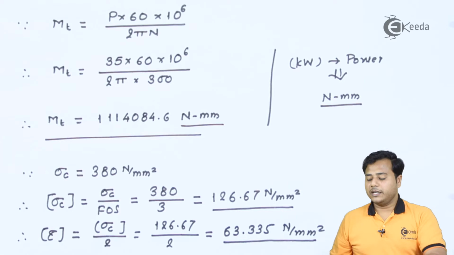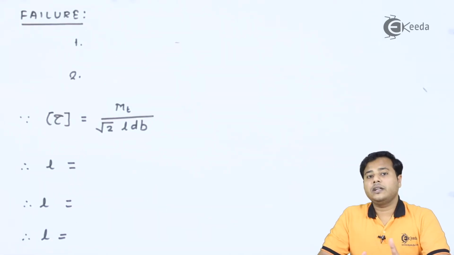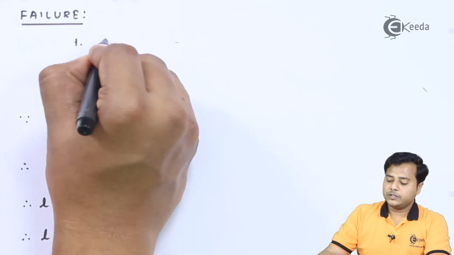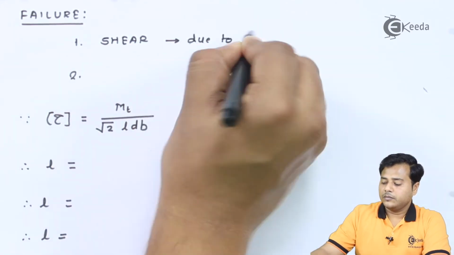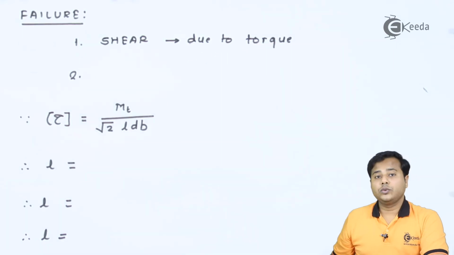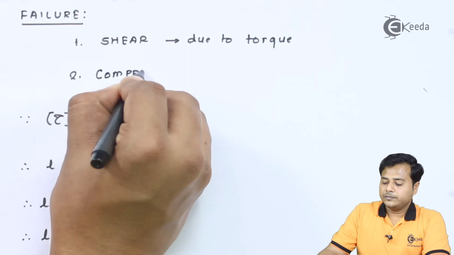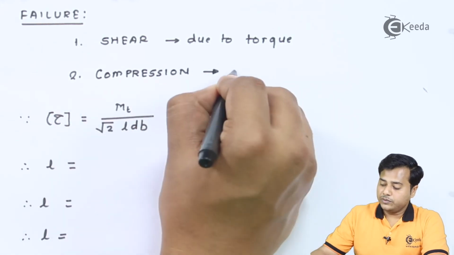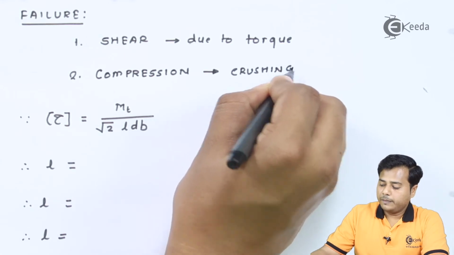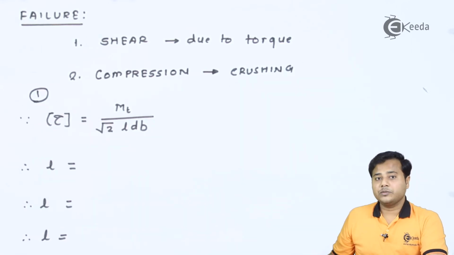Let's move ahead with the calculation. The calculation is based on the failure theories. Now again we know that there are two ways it can fail. The first one is shear due to torque, and the second one is compression, or you can call it crushing also. Let's consider them one by one. Let us start with the first one where shear comes to the picture.